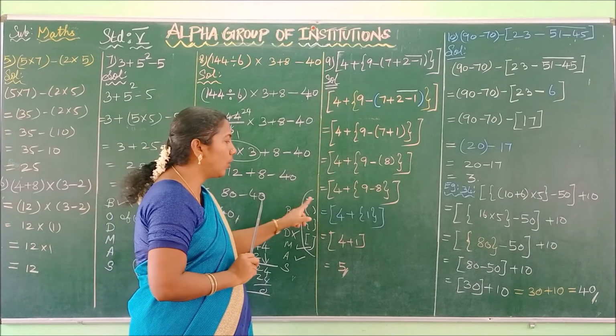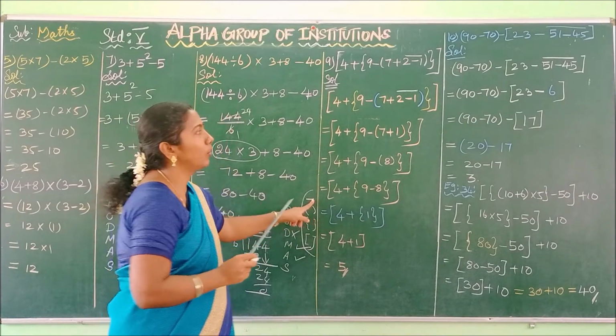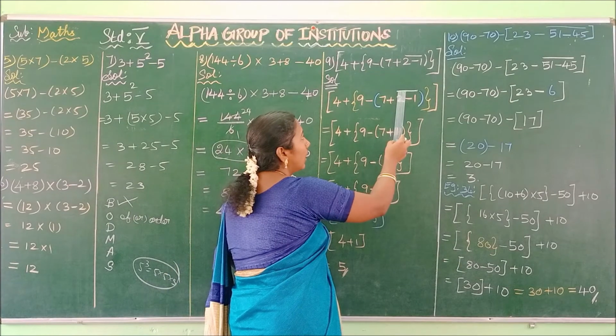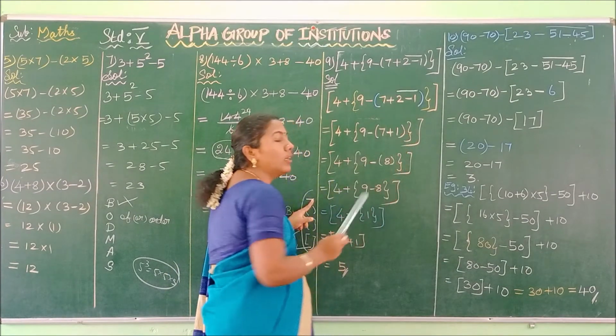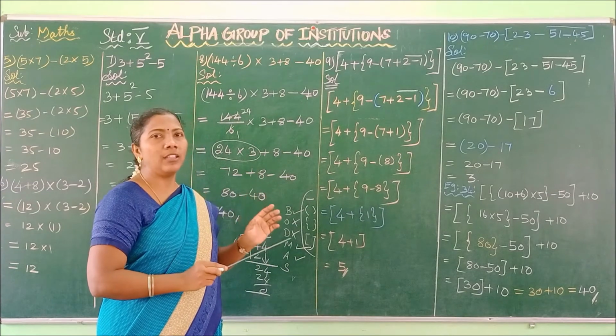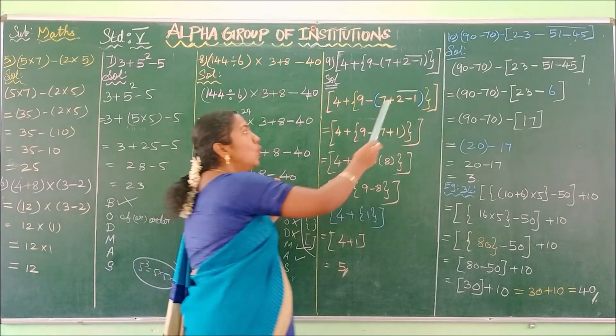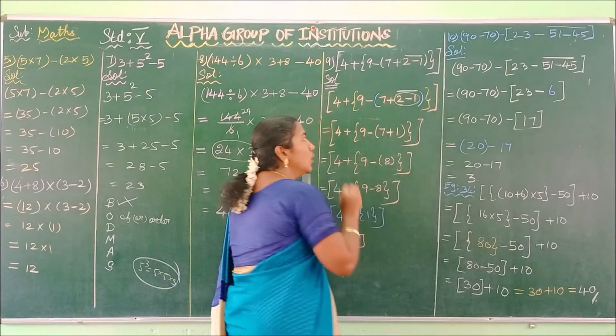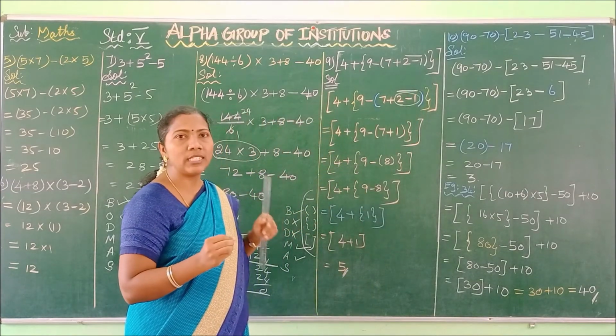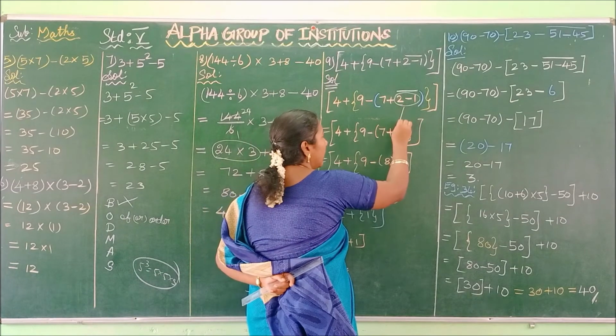Okay, so first you have to evaluate the vinculum. Under the vinculum bracket, you have two numbers, 2 and 1, in the operation subtraction. That is 2 minus 1. So you have to evaluate this first. 2 minus 1, what is your answer? 1. So here we have written 1.